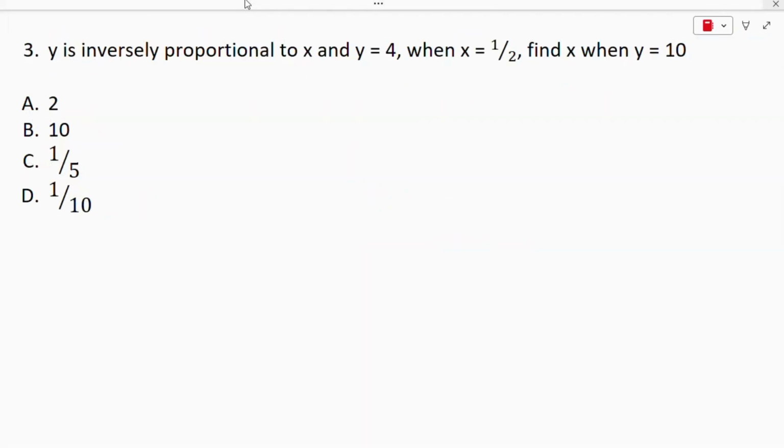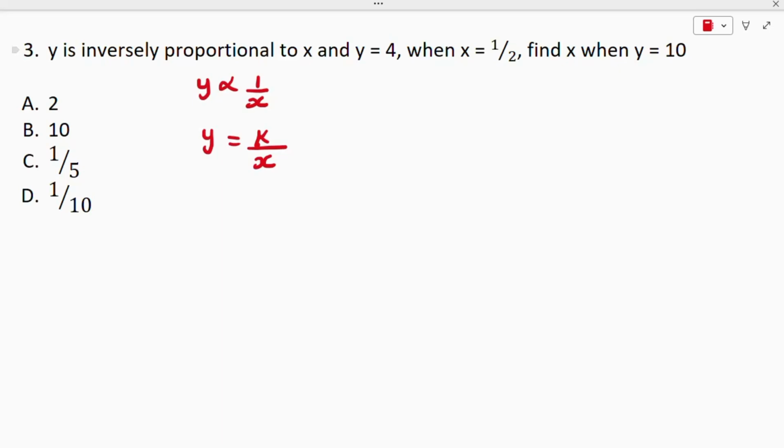Alright, question number 3. Y is inversely proportional to x and y is equal to 4 when x is equal to 1 over 2. Find x when y is equal to 10. So from here we have that y is inversely proportional to x. So this is how it is if it's inversely proportional. This implies that y is equal to k over x.